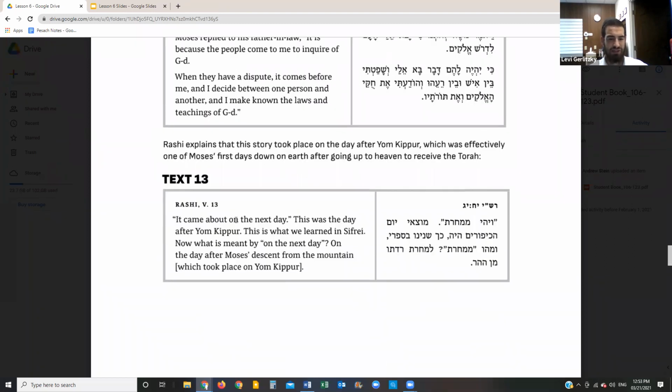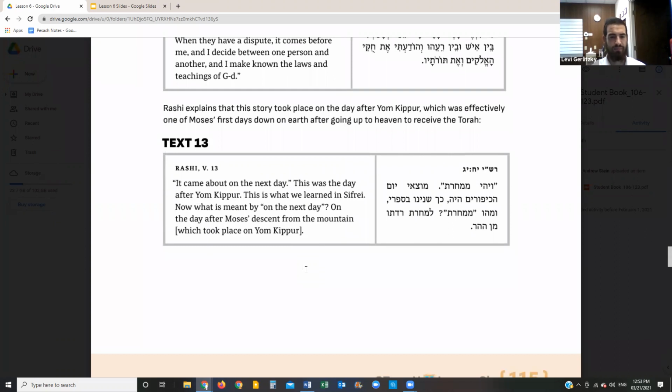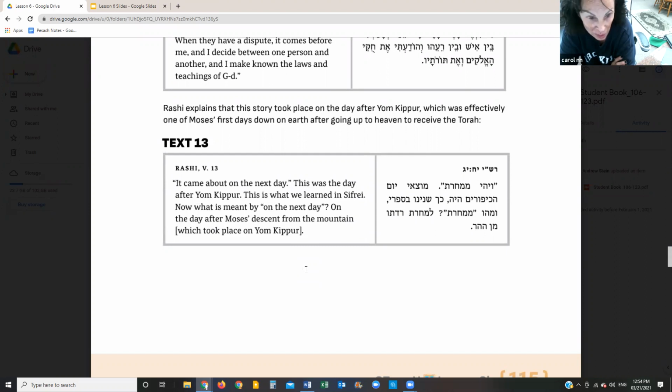And Caroline, if you'd like to read, Rashi explains in text 13. Rashi explains that this story took place the day after Yom Kippur, which was effectively one of Moses's first days down on earth after going up to heaven to receive the Torah. It came about on the next day. This was the day after Yom Kippur. This is what we learned in Sifrei. Now, what is meant by on the next day? On the day after Moses' descent from the mountain, which took place on Yom Kippur.